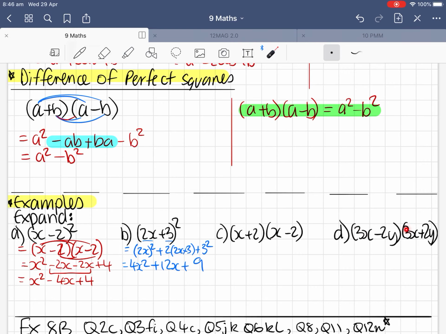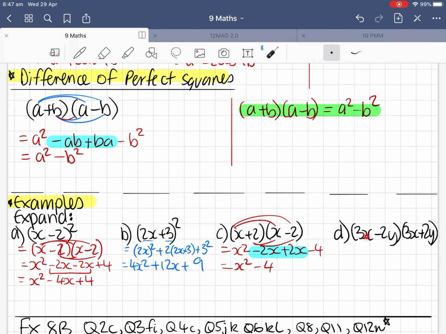So I'm going to do C in the same way I did A with my full-on expansion, and I'm going to do D with my shortcut. Let's get to it. First terms, x squared. Outer terms, negative 2x. Inner terms, 2x. Last terms, minus 4. Check it out, away they go. Minus 2x plus 2x is just 0. So my answer is x squared minus 4. Done.